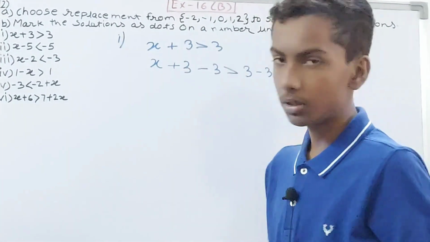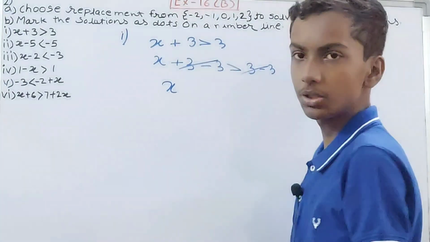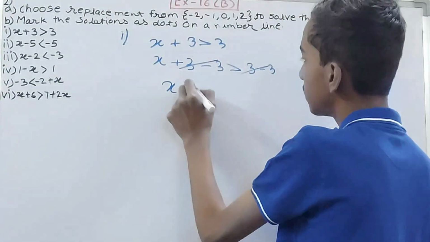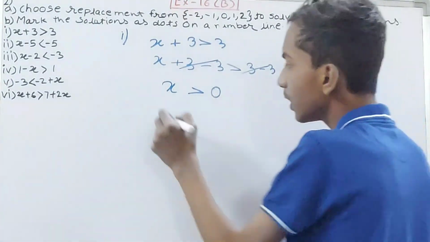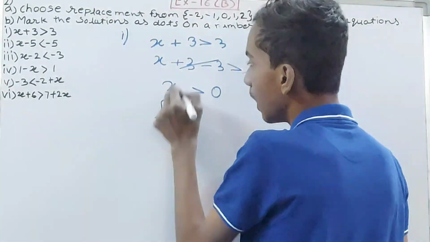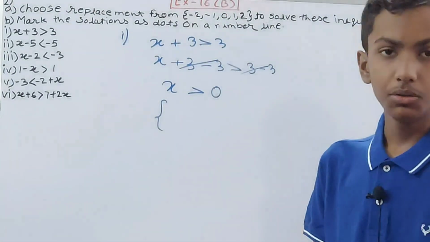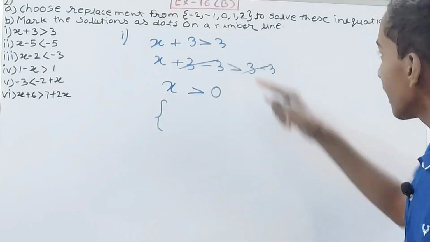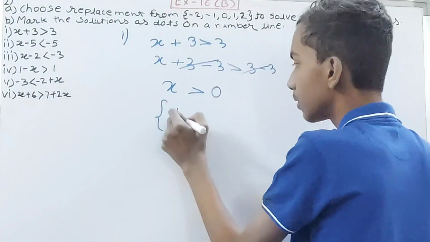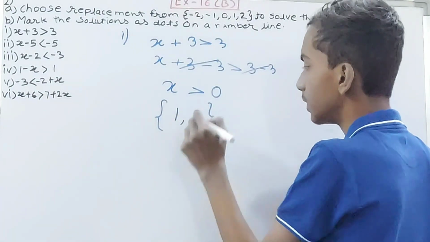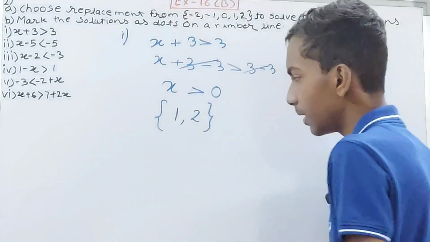The inequality sign will not change. So x plus 3 minus 3 cancels, 3 minus 3 also cancels, x is greater than, what is left here? 0. So you can frame the solution from this set. X can have any value greater than 0. After 0, 1 and 2 only are there. So 1 comma 2. So 1 and 2 are the values we have to mark on the number line and put a dot over them.